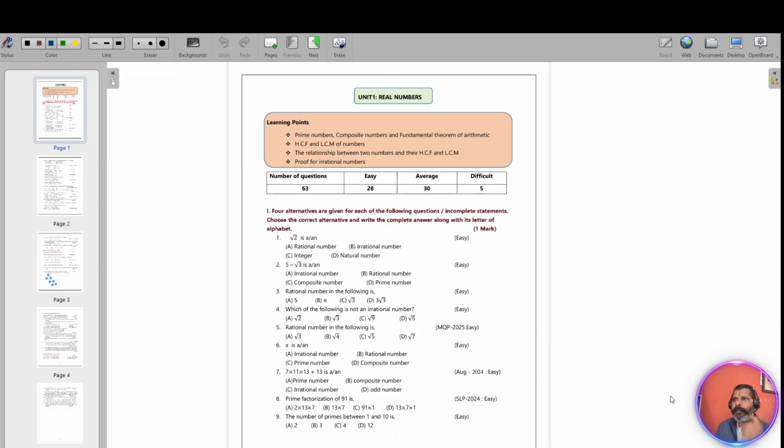Hello students, in this class we'll see real numbers LBA, lesson based assessment for chapter 1, 1 mark questions. They're very important questions. Most of them are repeated from previous year question papers, 2025, 2024, like that. Please practice them. You may get these in your essay or final exams as well. Let's see the 1 mark questions from real numbers LBA.